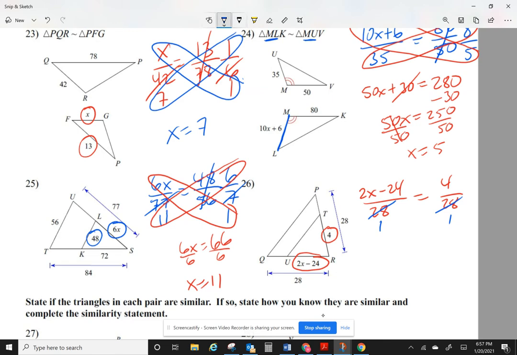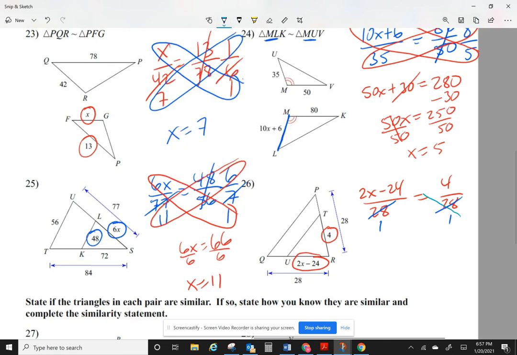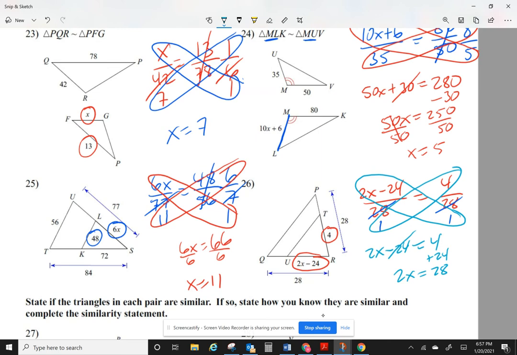I'm going to cross multiply. The number by itself goes to both terms. So 1 times 2x and 1 times 24 equals 4 times 1. Then minus 24, let me move it over as a plus 24. So I get that 2x equals 28. Divide both sides by 2. X equals 14.